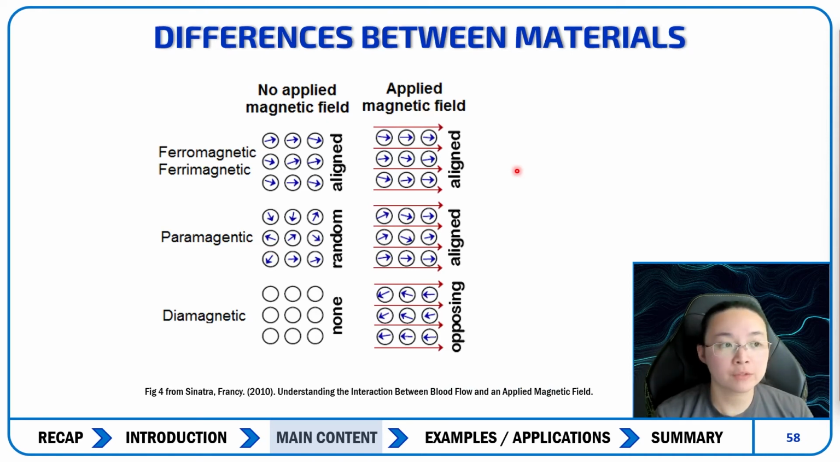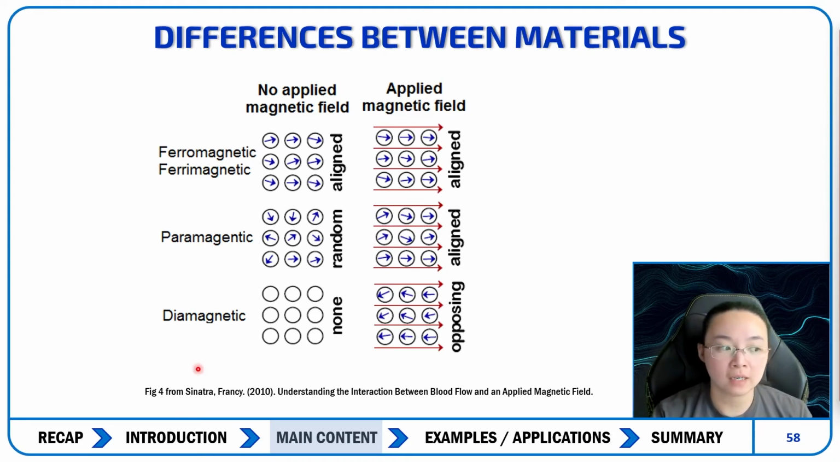Okay, so differences between the materials. We have ferromagnetic, paramagnetic, and diamagnetic. So we have a comparison between what happens when there's no magnetic field and when we apply a magnetic field. When you have a ferromagnet or a paramagnet, both of the applied magnetic fields will cause all of the individual atoms' magnetic dipoles to align with the applied external magnetic field.